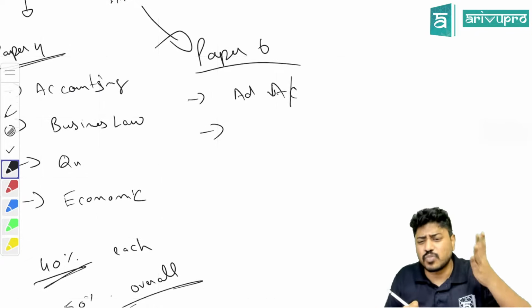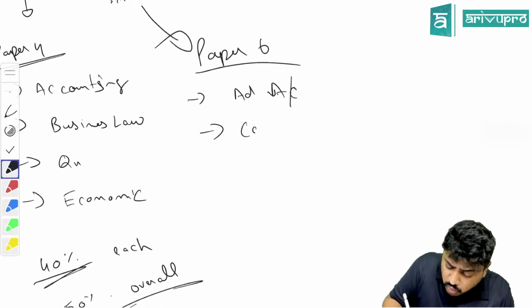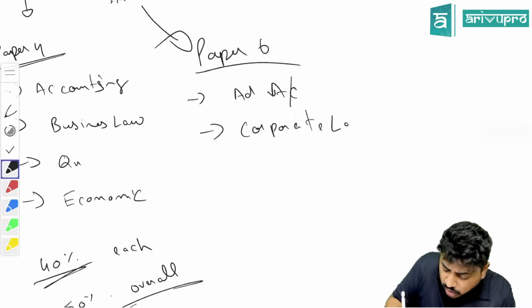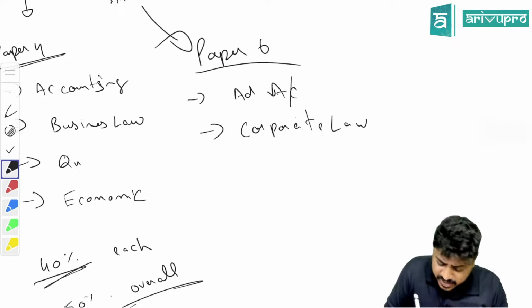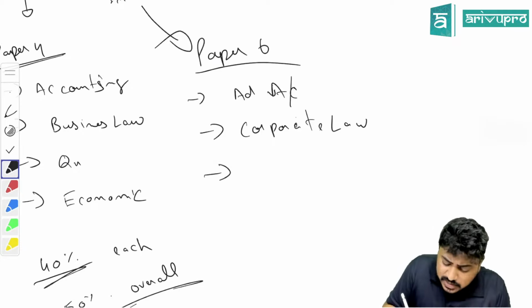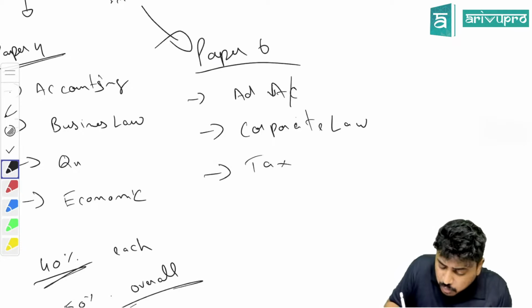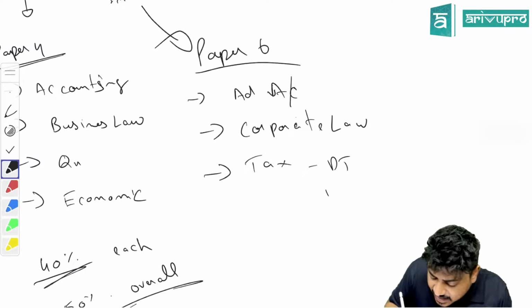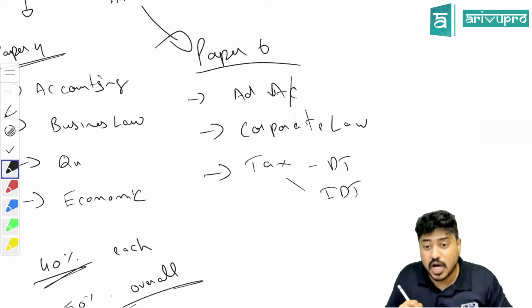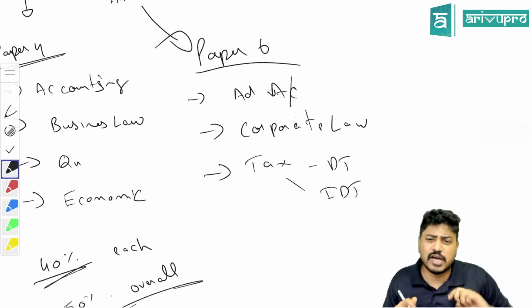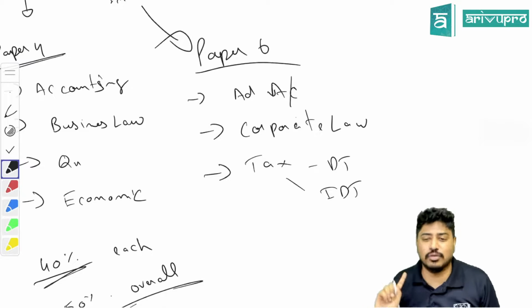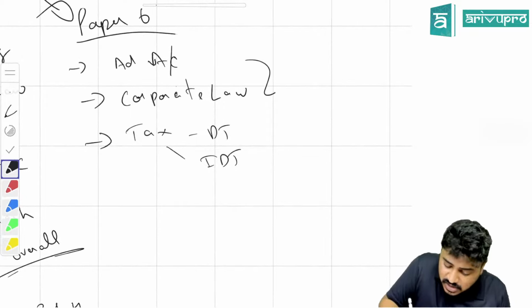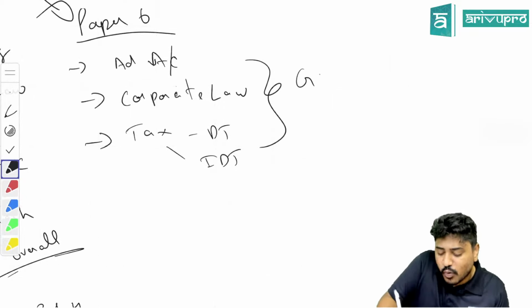Next, what is the paper? Now, Corporate Law. Corporate Law is still there. What is the change in Corporate Law and all, we'll see after this. Now, tax has come, both Direct Tax and Indirect Tax. In the draft version, they were saying tax will go to Group 2. But my friends, in the final version, this is Group 1.